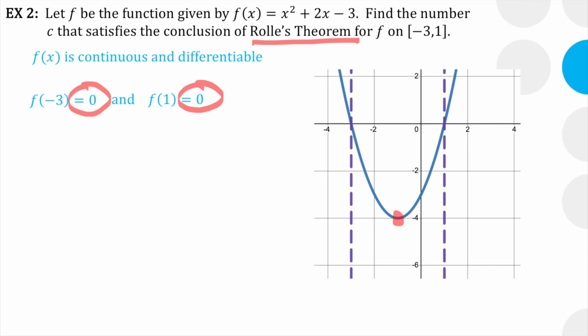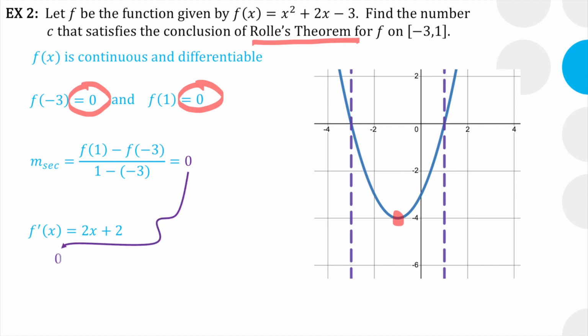So if the graph starts and ends at the same spot, then the slope of the secant line is 0. Now we need the derivative, that's 2x plus 2. Set that equal to 0 and solve for x. So x equals negative 1, and that checks out.